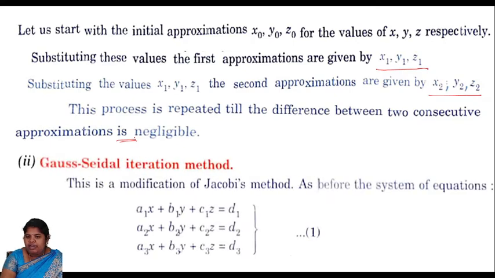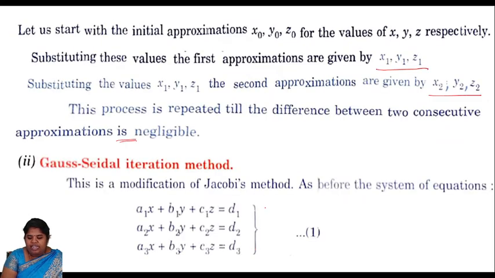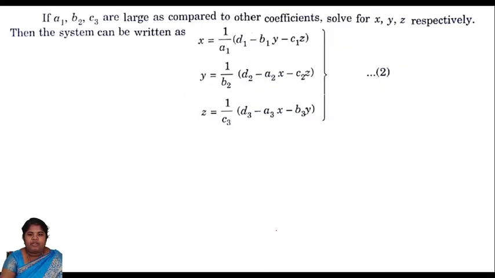The Gauss-Seidel method is a modification of the Jacobi method. As before, we are given three equations. From equation 1 we can write x, from equation 2 y, and from equation 3 z. So these are the expressions of x, y and z from the given equations.